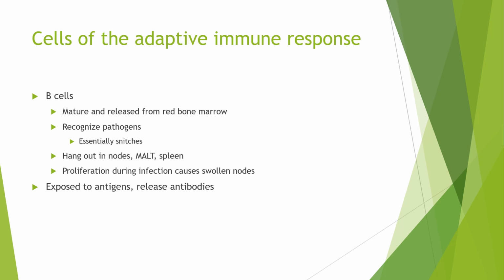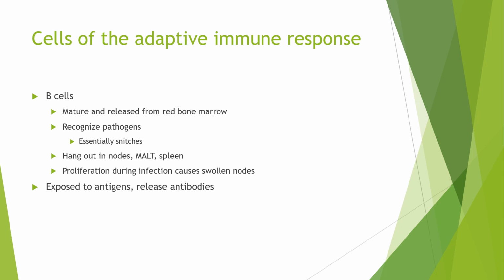Cells of the adaptive immune response. B cells are the first cells we're going to discuss. They are generated, mature, and released from red bone marrow. And their primary job is to recognize pathogens. Essentially, they're snitches. They don't kill pathogens. They're just raising the flag saying, yo, this guy's not supposed to be here.